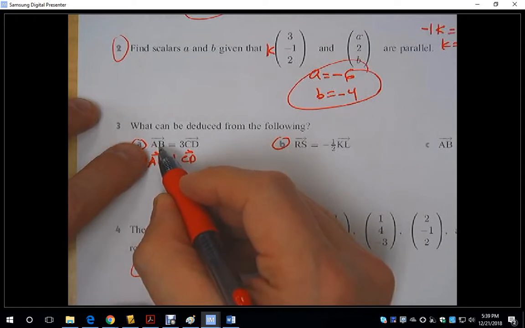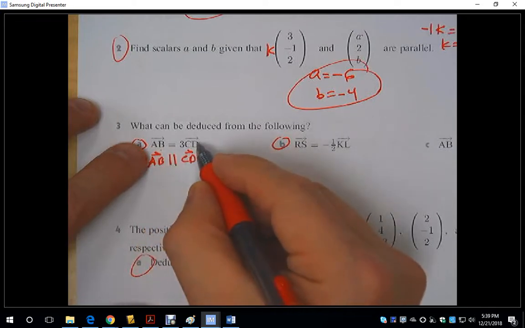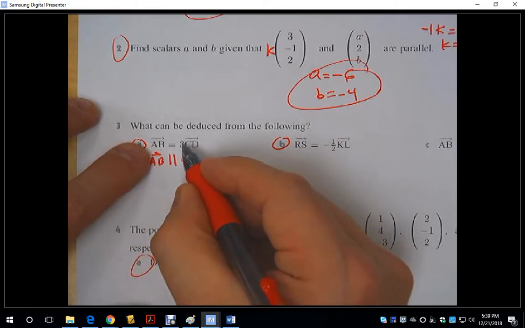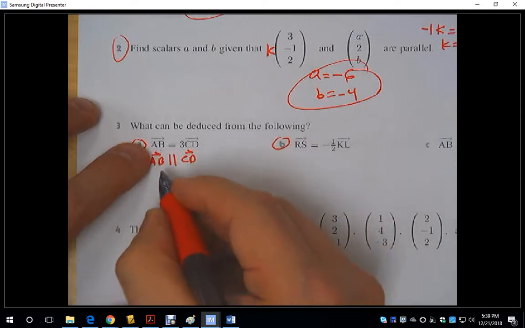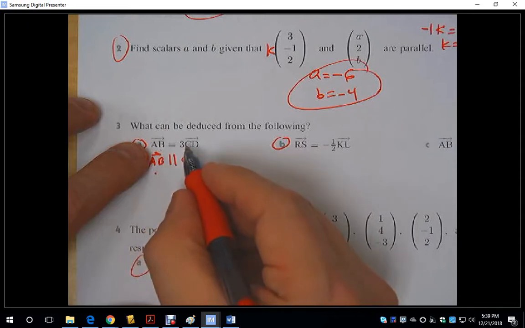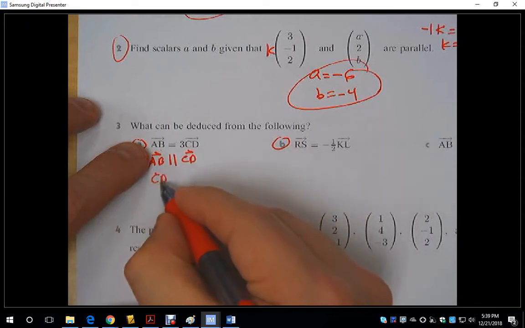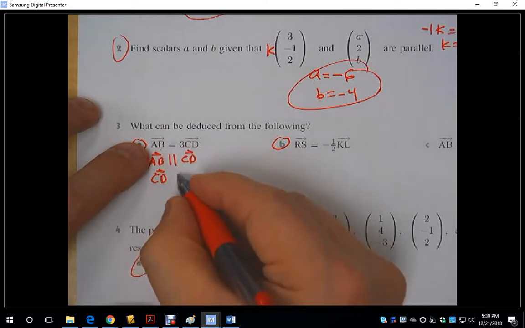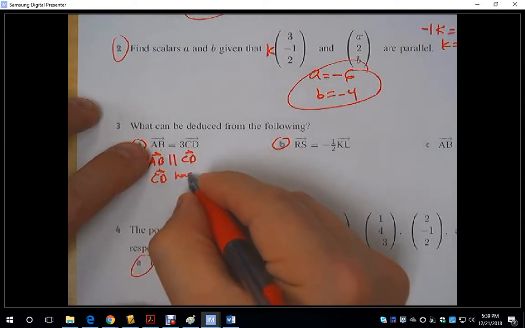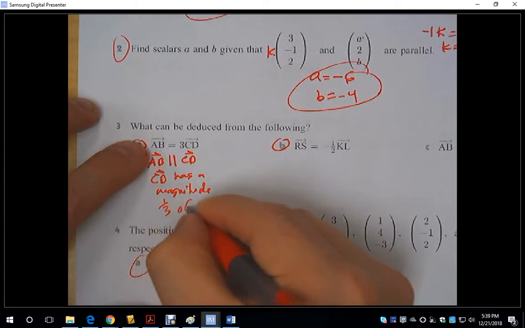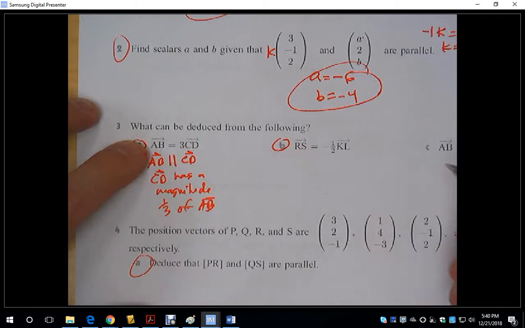So what we're saying then is that this CD vector is a third the size. We're taking this vector, multiplying it by 3 to get this other vector. So that's the other thing we can deduce, that this vector CD has a magnitude of 1/3 of AB. That's what we can deduce.